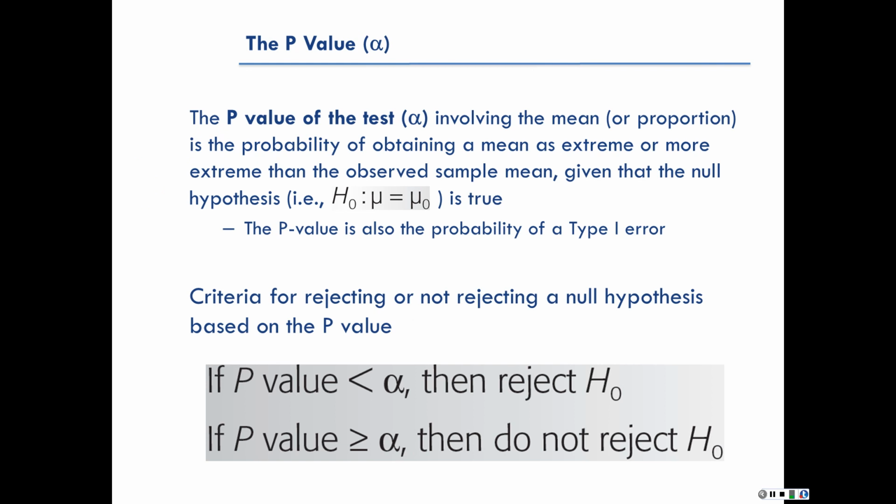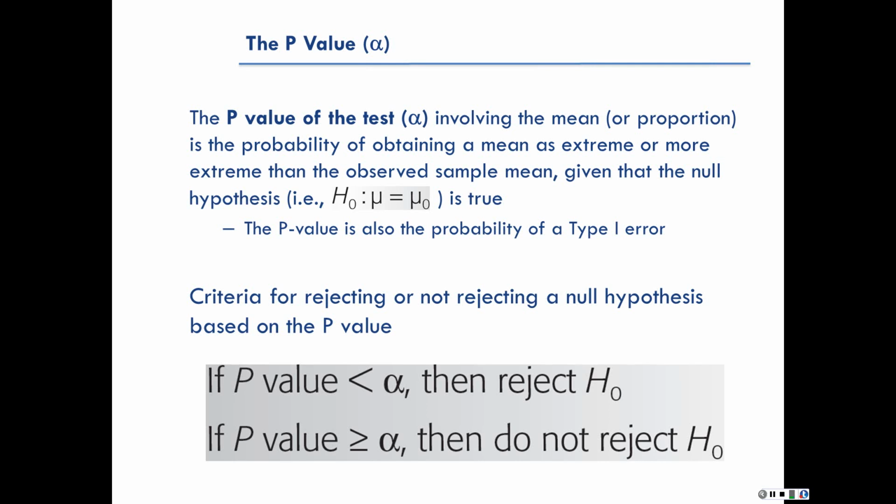Okay, so obviously the p-value of the test, alpha, is very important. And so this involves the mean or proportion that you're testing. In this module, we're focusing on the means, and then in the next module, we're going to actually talk about proportions. But here we're focusing on means, and so alpha is the probability of obtaining a mean as extreme or more extreme than the observed sample mean, given that the null hypothesis is true. As we saw before, it's the probability of a type 1 error.